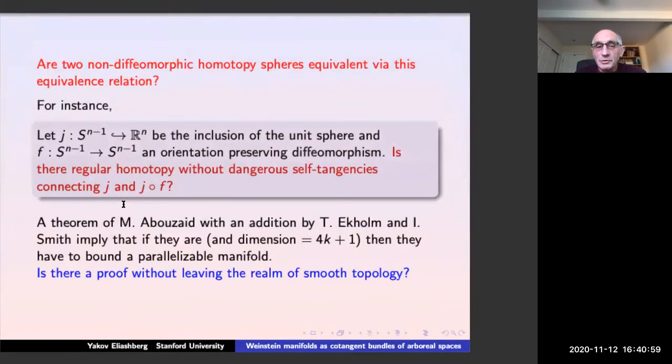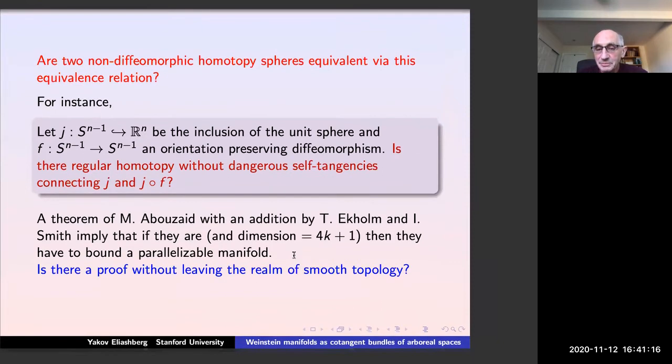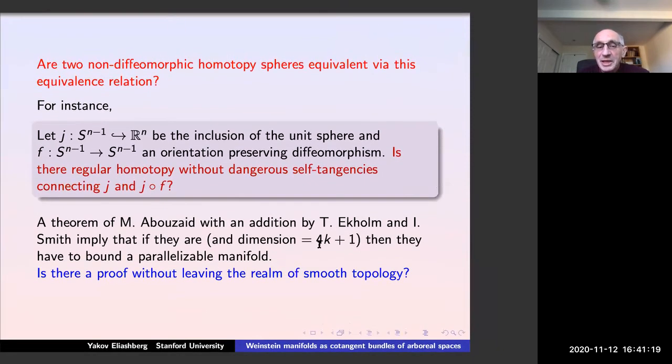What follows from this Abbasoid theorem is that in this dimension, for k plus one, indeed there is no such regular homotopy, provided that the corresponding sphere does not bound a parallelizable manifold. So the question: is there a proof of this statement? This is a pure topological statement. It has nothing to do with symplectic topology. So it's kind of amazing. We don't know any proof of this fact without the advanced theory of holomorphic curves. So can we invent any tools to prove this theory?